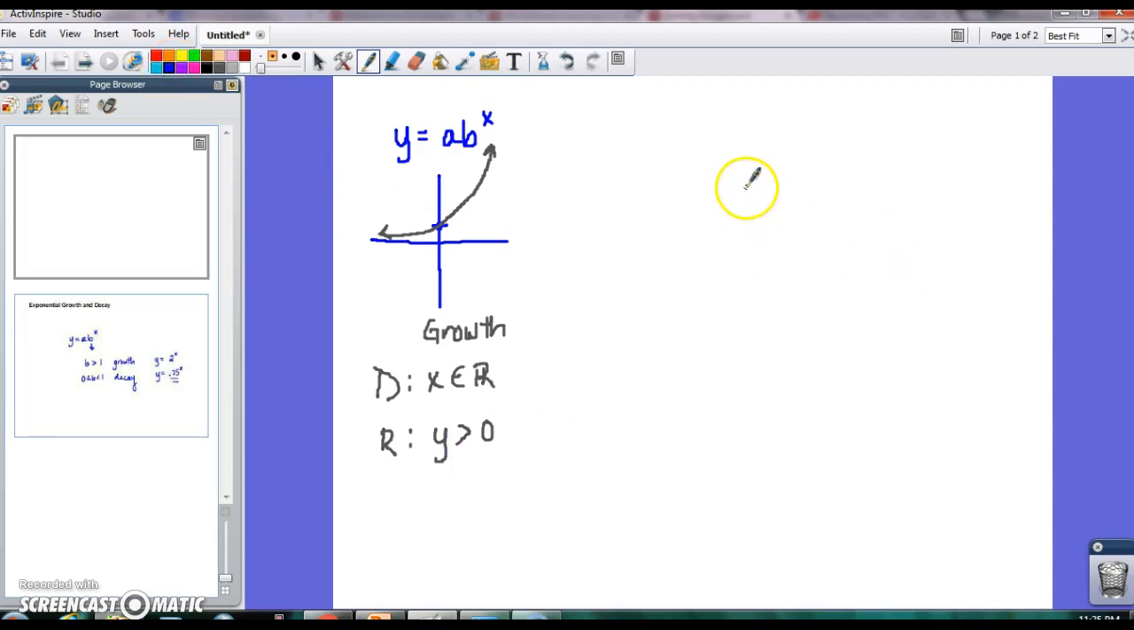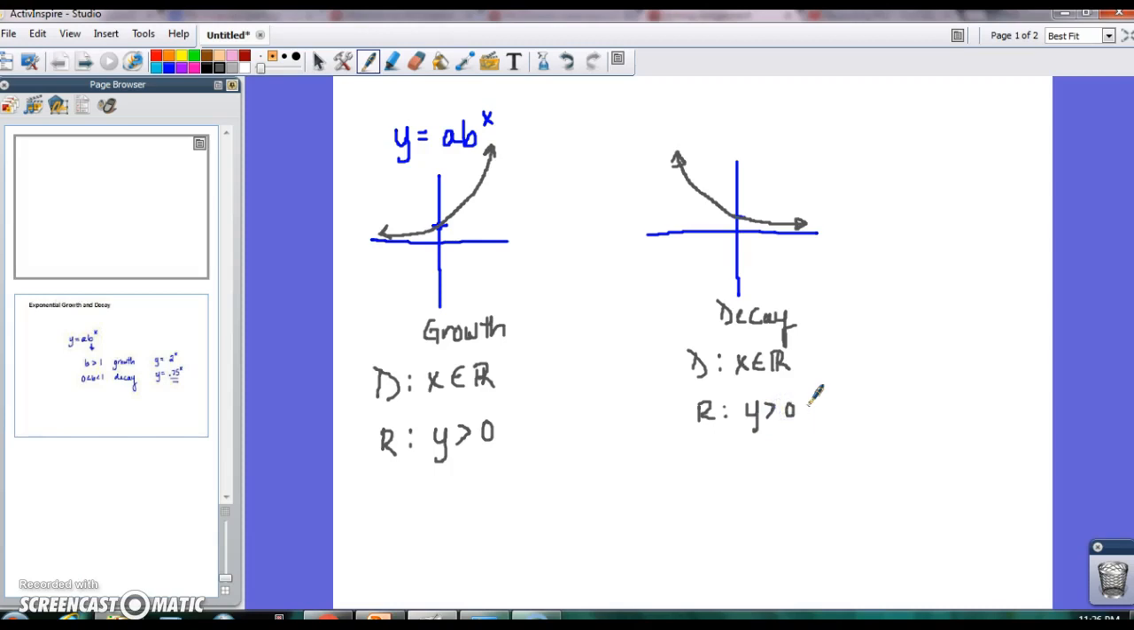Likewise, if I'm talking about exponential decay, my graph still goes through the point (0, 1), but instead of having this shape, it ends up looking like this, sound effects and all, people. It ends up going like this. It's getting smaller and smaller and smaller. This is decay. The domain and the range are the same. I can plug any value I want in for x, and my range is still y is greater than 0.